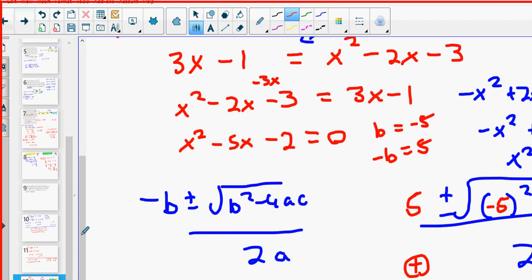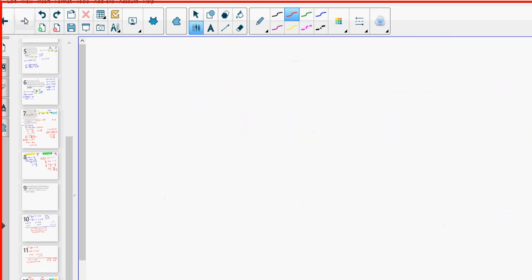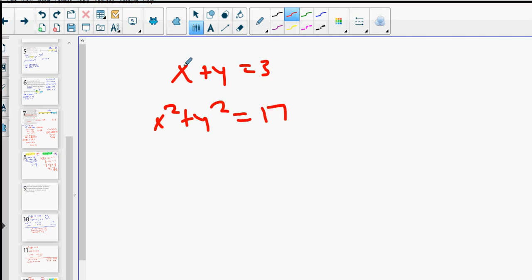Okay. Alright guys, next question is solve the following simultaneous equations. x plus y equals 3, and then x squared plus y squared equals 17. Going for 15 marks. Now to get 3 marks, all you have to do is get one letter on its own. Some people used minus y plus 3, which is also acceptable, but 3 minus y looks better.